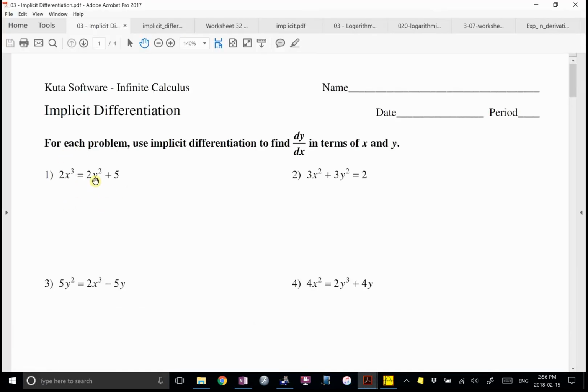Could I get the y by itself? In this case, I could. Minus 5 divided by 2, square root, plus or minus. But I'll just show you that this one will work anyhow.